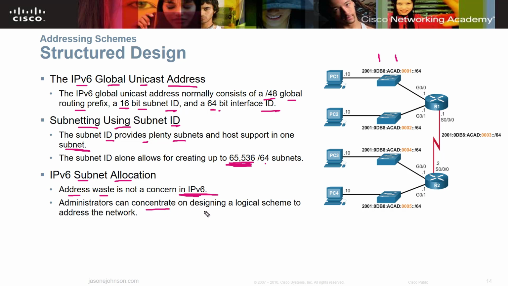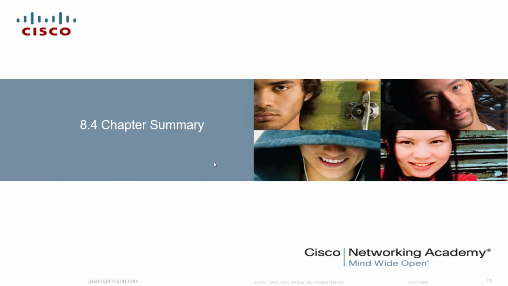So administrators can concentrate on designing a logical scheme to address the network. And here, we're using the first range there, 0001, 0002, 4, 5, and each one of those is going to have all kinds of host addresses. So everything can have an IP address. And that's where we get the term Internet of Everything, because everything can be on the internet at some point. So don't let it intimidate you. Just research hexadecimal and research v6 and then understand that.